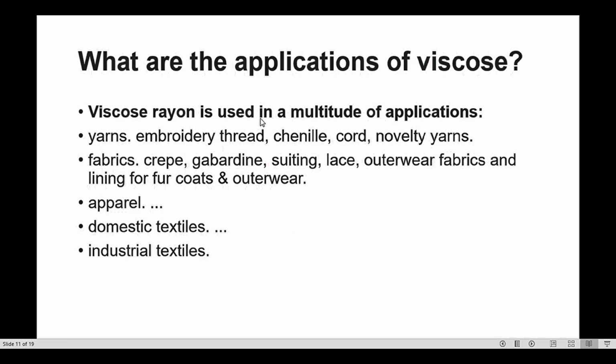Different applications of viscose fiber. Viscose rayon is used in a multitude of applications. In the case of yarn: embroidery thread, chenille, cord, novelty yarn. Fabrics: crepe, gabardine, suiting, lace, outerwear fabric and lining, coats and outerwear, apparel, domestic textiles, and industrial textiles. These were the applications of viscose fiber.